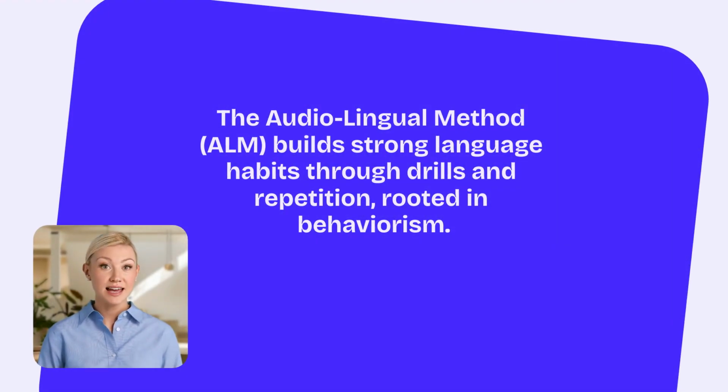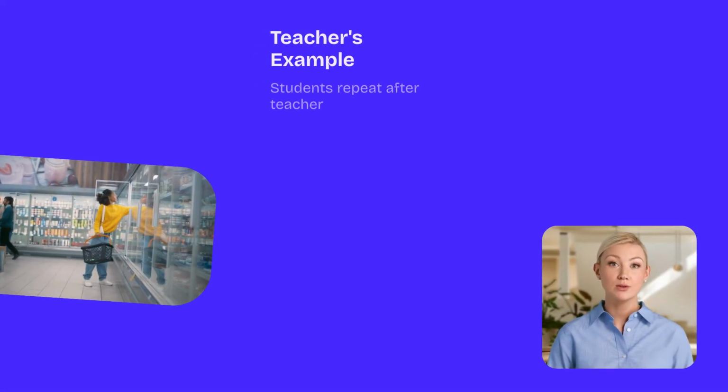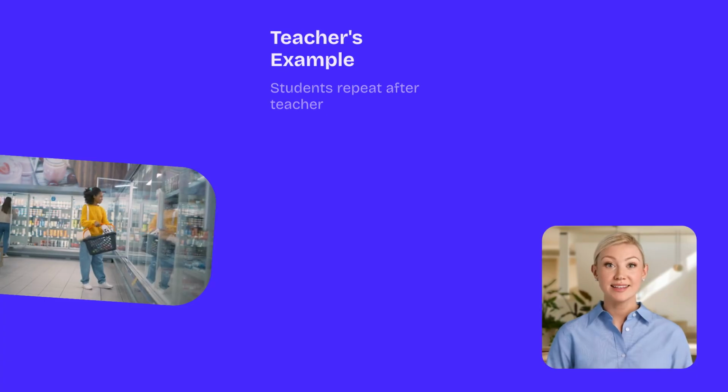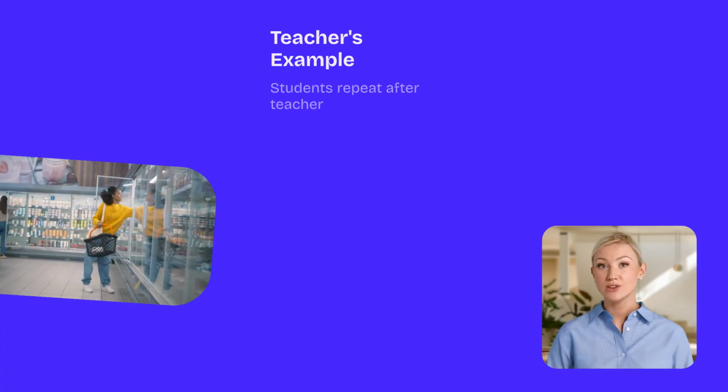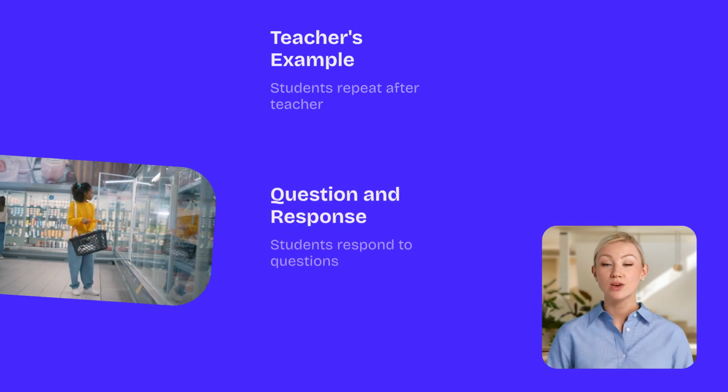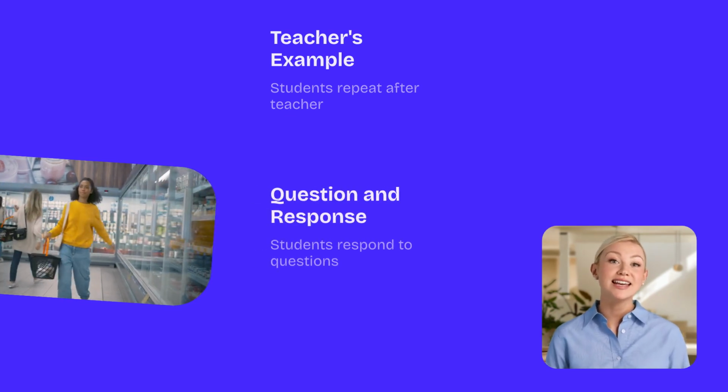Audio-Lingual Method, ALM. Rooted in behaviorism, this method relies heavily on drills and repetition to build strong language habits and automate responses. Accuracy is highly emphasized. Example, the teacher says, "I am going to the store." Students repeat. Then, "He is going to the store." Students repeat. "Are you going to the store?" Students respond, "Yes, I am going to the store."